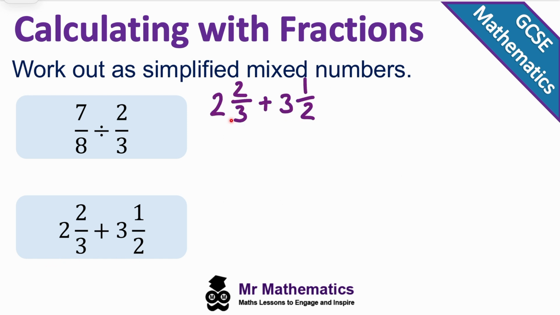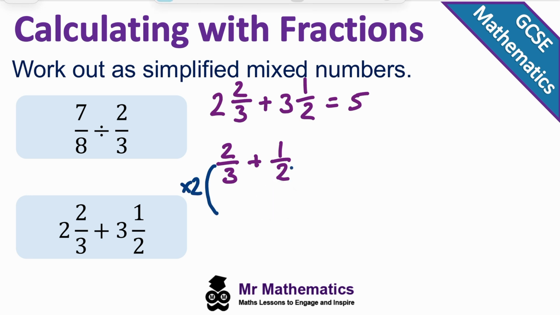So we've got 2 2/3 plus 3 1/2. There's a couple of ways we could do this, but the easiest way would be to add the integers together. So we've got the 2 and the 3, and this will give us a 5, and then we need to add the two fractions together. So we'll have 2/3 plus 1/2. And when we add the fractions, we need the same denominator. So we'll choose the lowest common multiple. We'll multiply the first fraction by this denominator of 2, and then the second fraction by the denominator of 3.